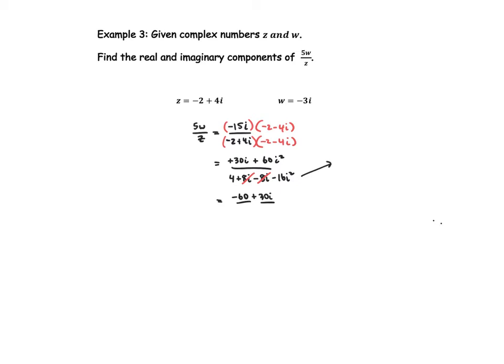Okay, so let's take the denominator over here. This is 4 minus 16 times a negative 1. Well, that's going to end up equaling 20, which is great. Makes this very simple. And therefore, 5w over z is equal to negative 3 plus 3i over 2. And therefore, the real portion of 5w over z is equal to negative 3, and the imaginary portion of that same complex number is equal to 3/2, or 1.5.